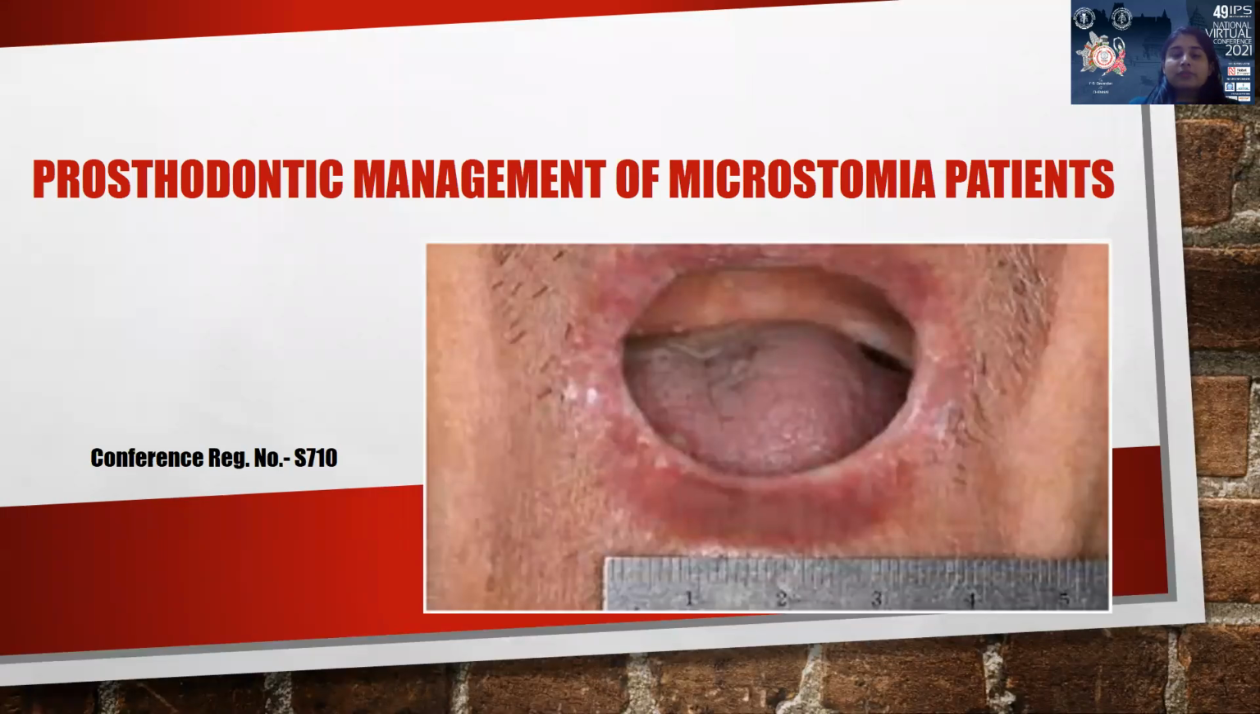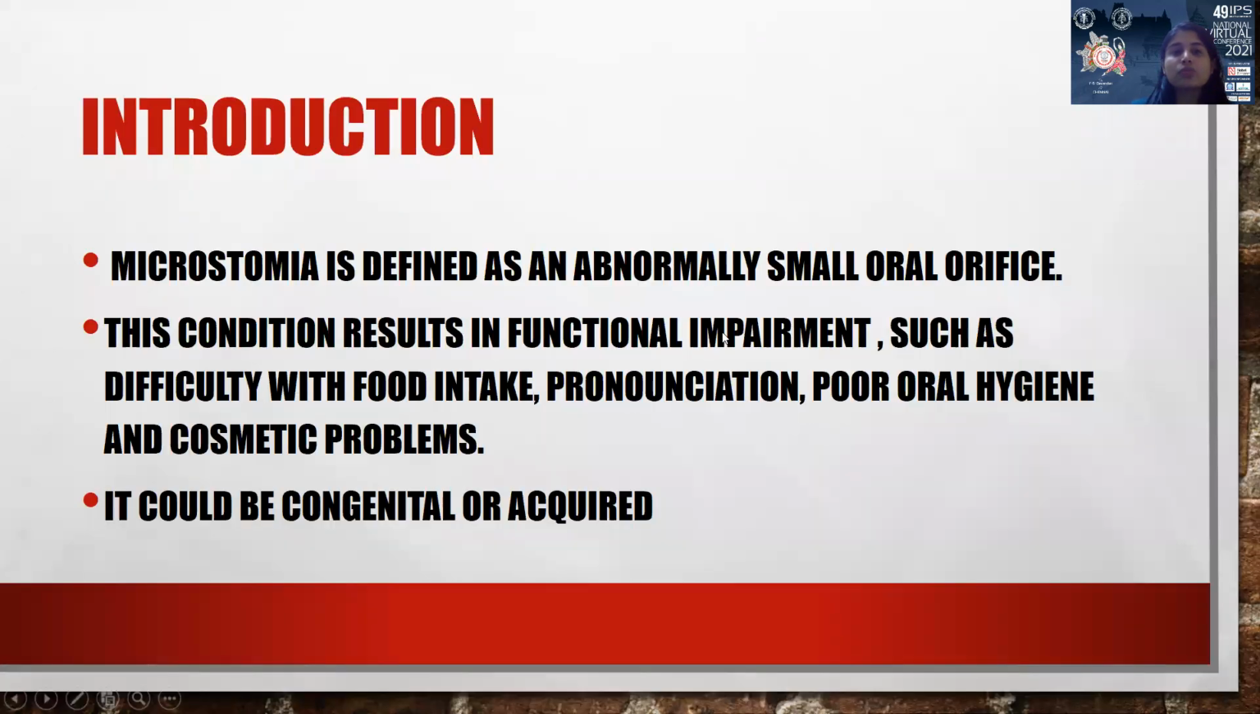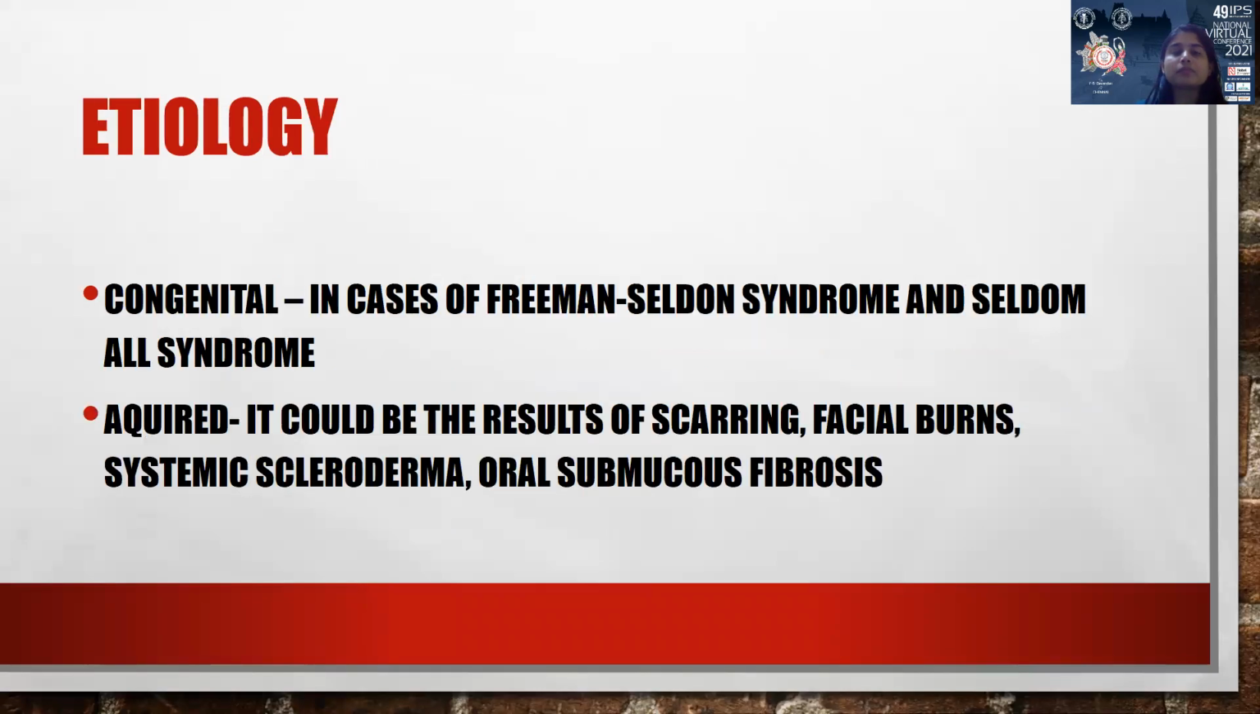Hello everyone, my topic is prosthodontic management of microstomia patients. Microstomia is defined as an abnormally small oral orifice. This condition results in functional impairment such as difficulty with food intake, pronunciation, poor oral hygiene, and cosmetic problems. It could be either congenital or acquired.